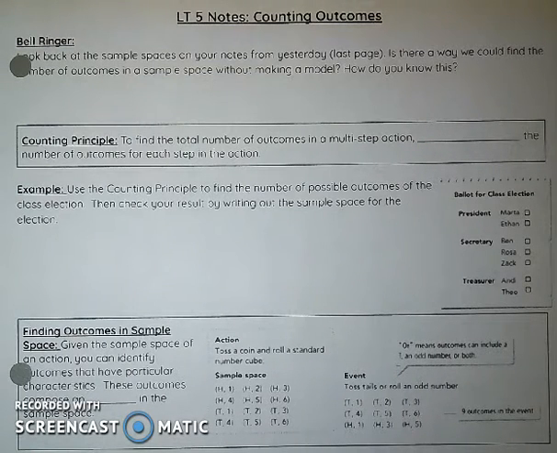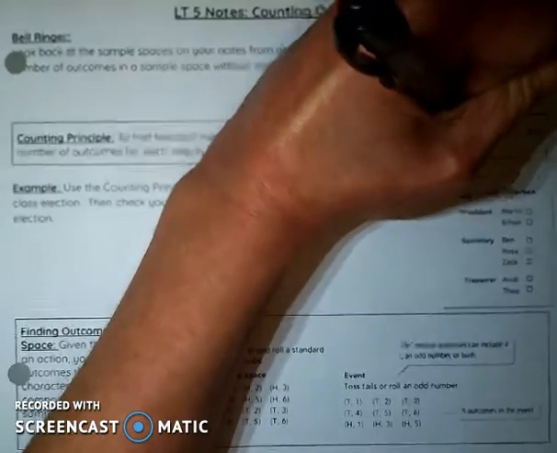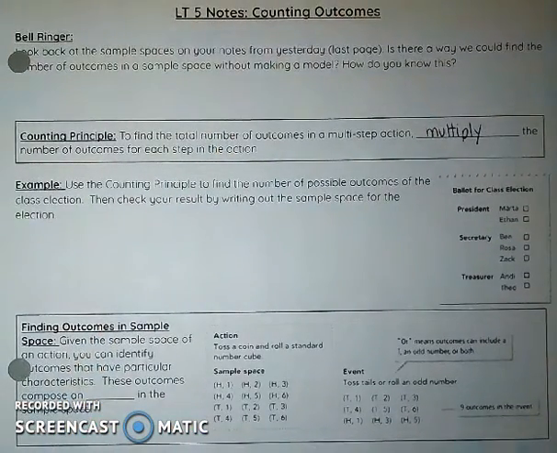So what you might have found is that for each step within your action, you could multiply your number of outcomes together. And that's what we call the counting principle. For the counting principle, to find the total number of outcomes in a multi-step action, you want to multiply the number of outcomes for each step in the action. And so we're going to do an example of this.